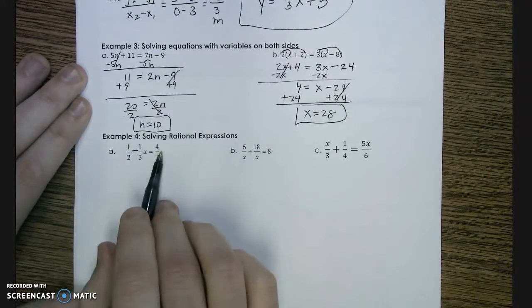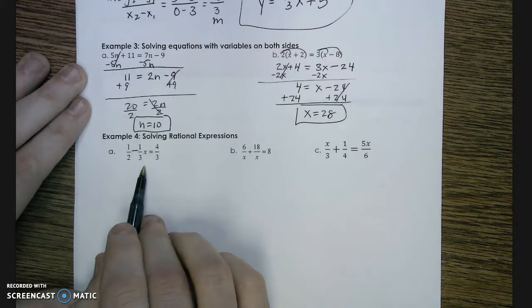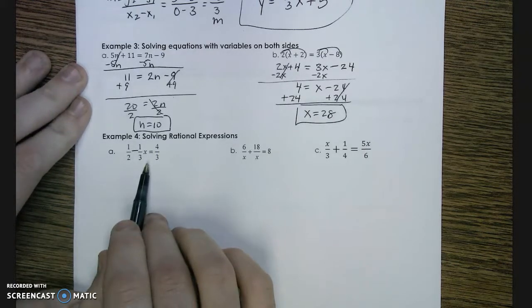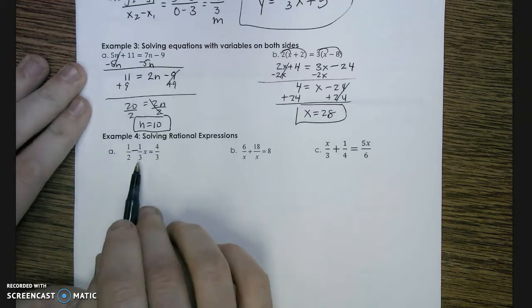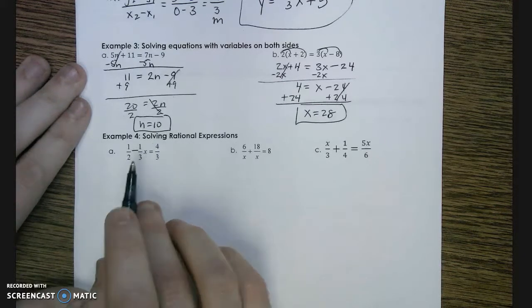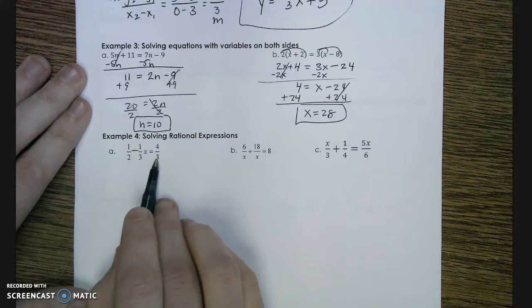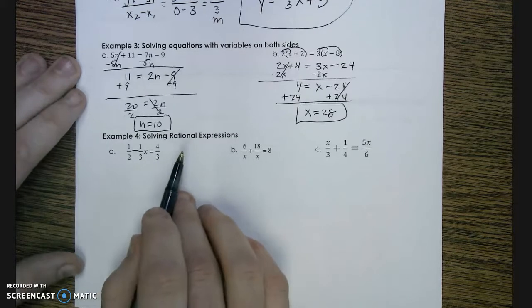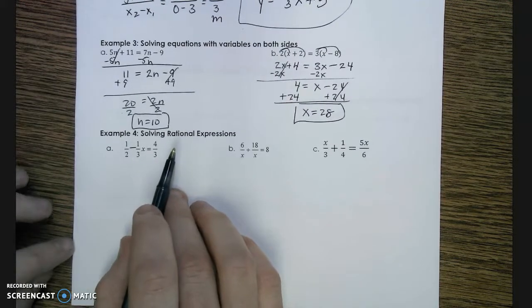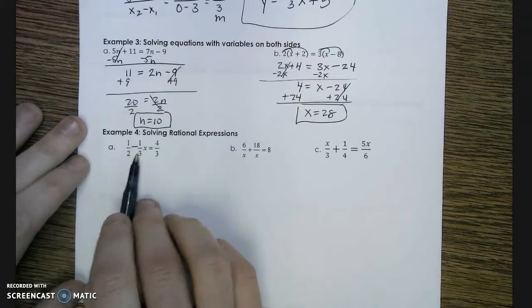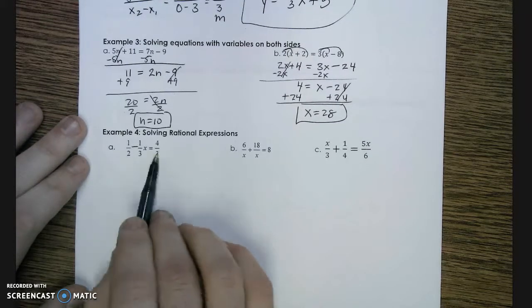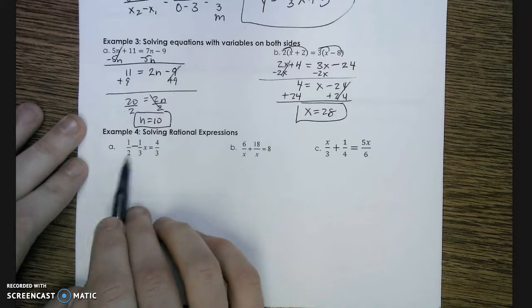when you've got fractions, you could work with the fractions or you could get rid of your fractions. The problem is easier if you get rid of your fraction. In order to get rid of your fraction, you would need to cancel your denominators. To do that, you multiply by the least common multiple. So your least common multiple here is 6. 2 and 3 both go into 6.